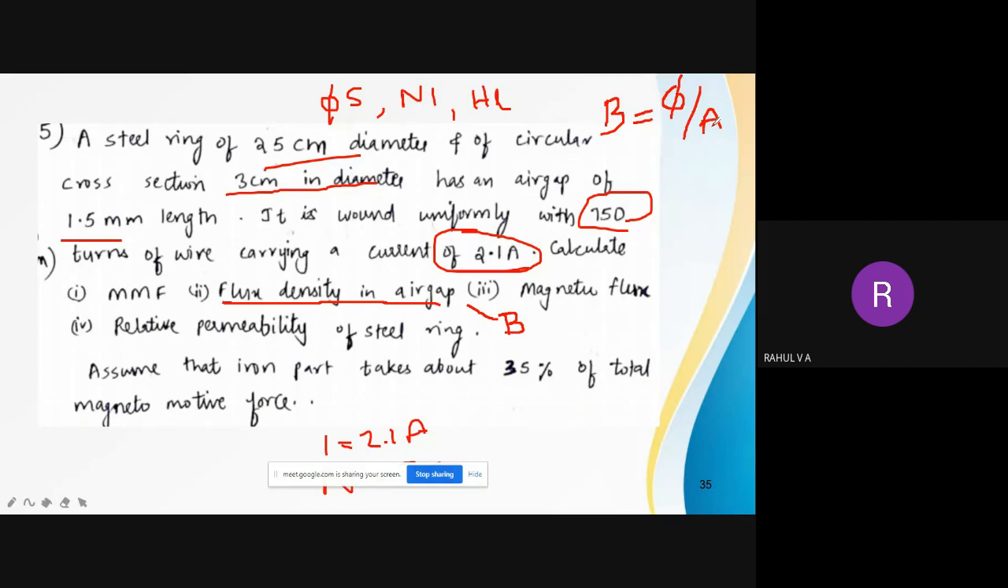Flux per area. For finding out B, we have a formula phi divided by area. So here we don't have any value for phi, so we can't use this equation directly. The area is already given, or we have calculated that area. We don't know the value of phi.